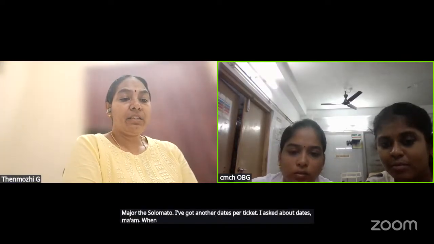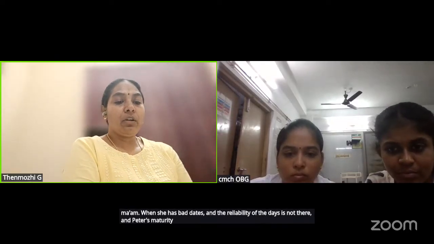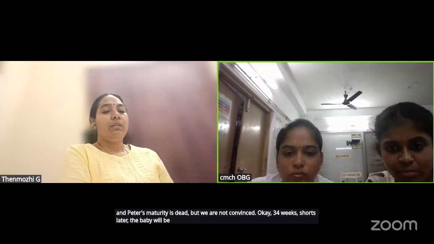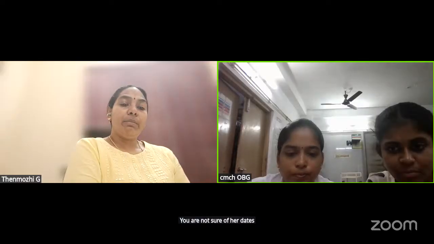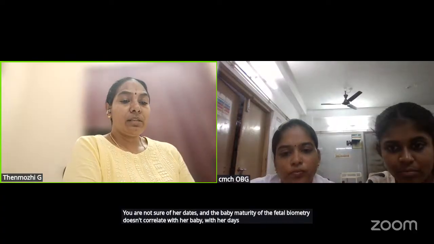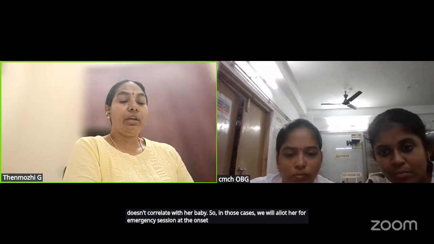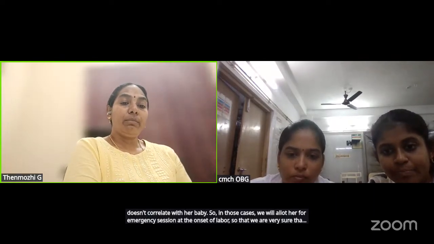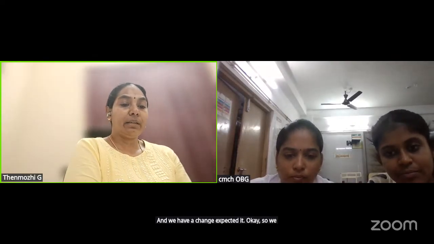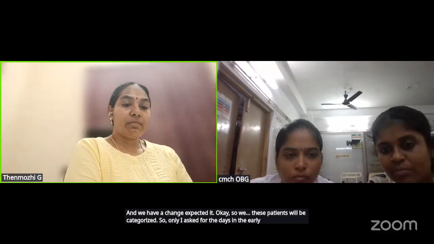When she has bad dates and the reliability of the dates is not there, and fetal maturity is there but we are not convinced. For example, 34 weeks, short stature, the baby will also be small. We are not sure of her dates, and the fetal biometry doesn't correlate with her dates. In those cases, we will allot her for emergency cesarean section at the onset of labor, so that we are very sure that the baby is mature and has attained its expected age. So these patients will be categorized. That is why I asked for the dates at the start of the class.